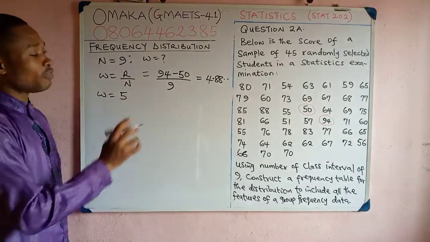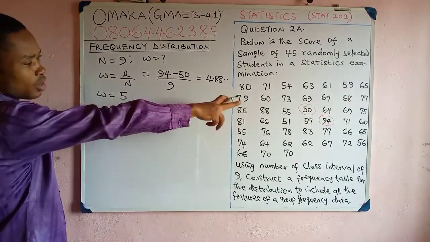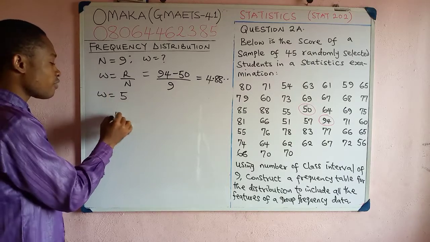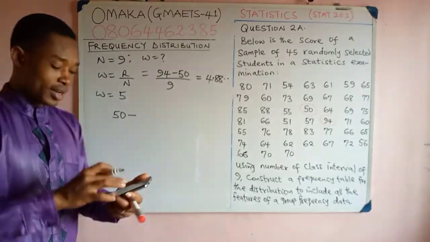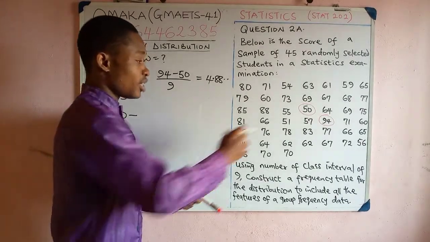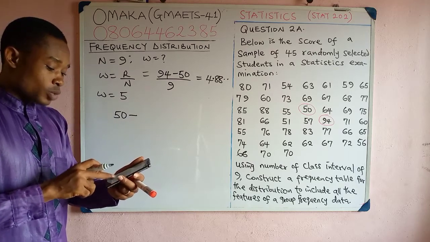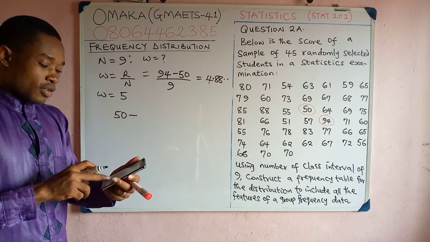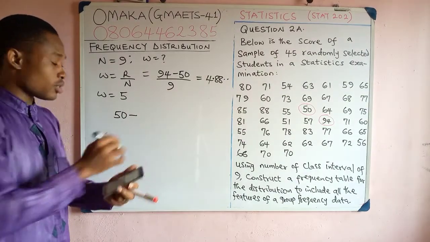If the class width is 5, how do I set up the class interval? The lowest number is 50, so the first class will start from 50 to, where will be the upper class limit? How do you do it? Now let us start. It's going to be the 50 there, add this class width 5, and then subtract 1 from it. 50 plus this 5 is 55. If you subtract 1, you are going to get 54.